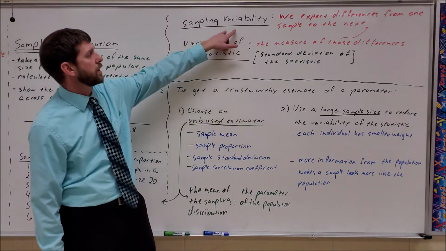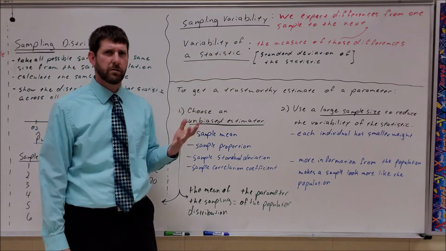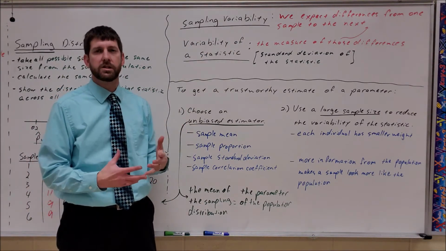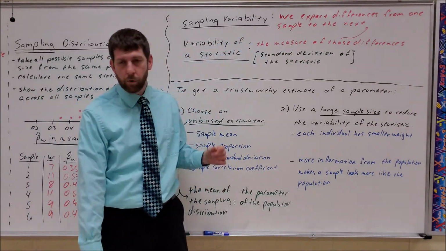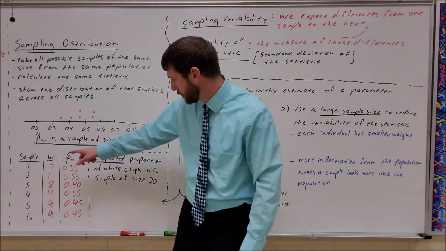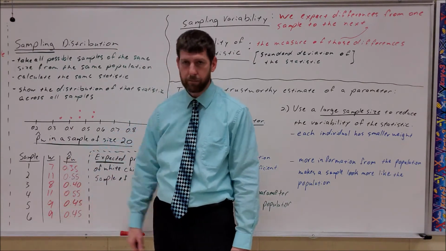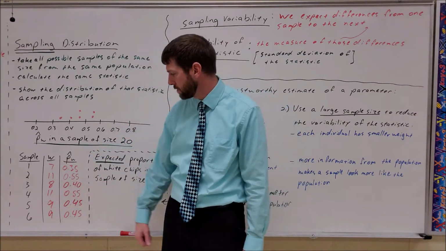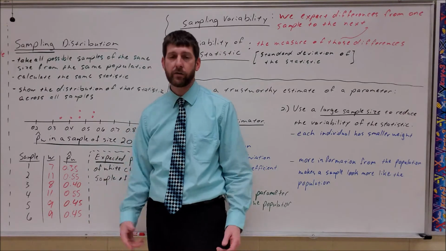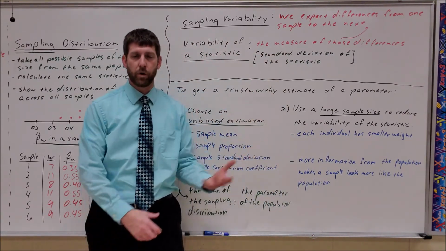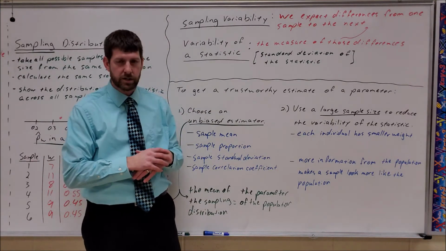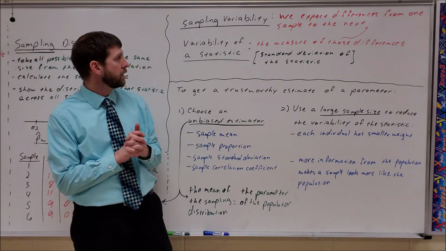First thing is the topic, this idea of sampling variability. What is sampling variability? Well, variability is just how different things are. So that just means we expect differences from one sample to the next. Well, we saw that. I had one sample of 20, and there were only 7. Another one had 11 white chips. And then I had some that had no variability. They ended up having the same number of white chips. So we're expecting there to be some difference from one sample to a different sample. It's kind of a common sense thing there.